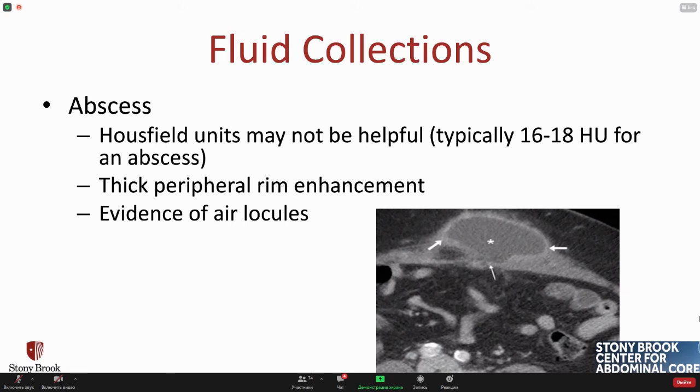What you can do on the CAT scan is put it to the lung window view. Scroll through the collection. If you start to see little black areas, that's going to be air. It's probably going to be an abscess and probably should be drained. Okay.